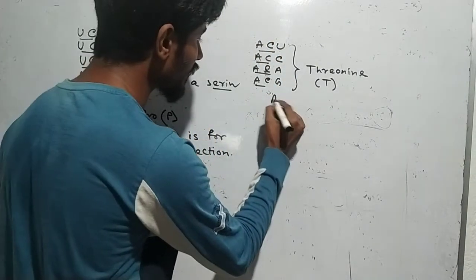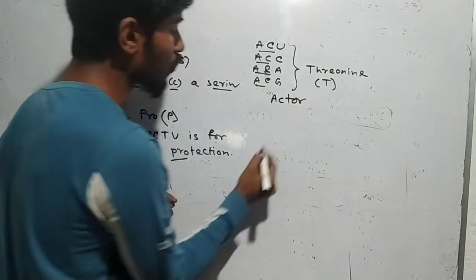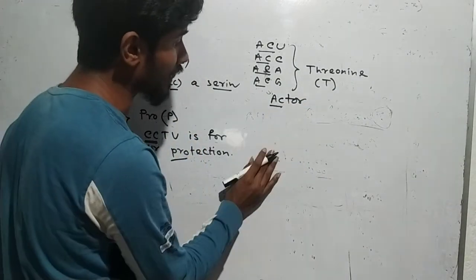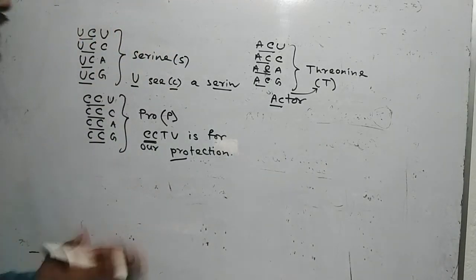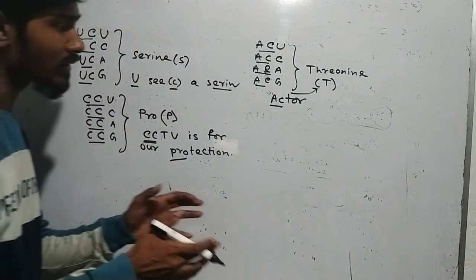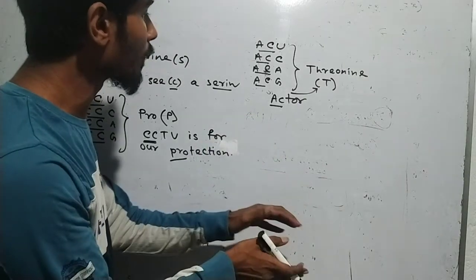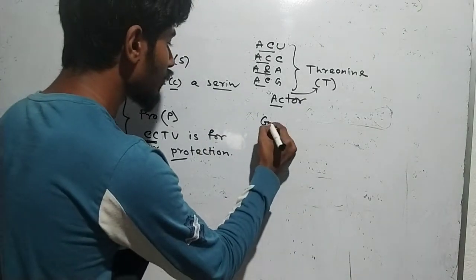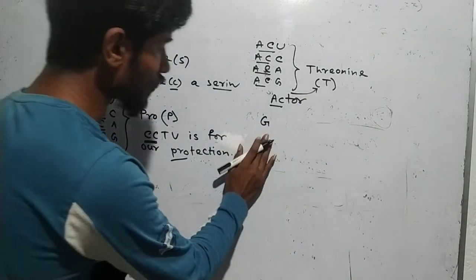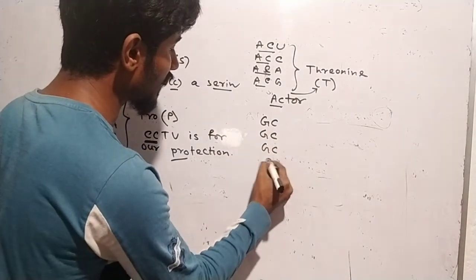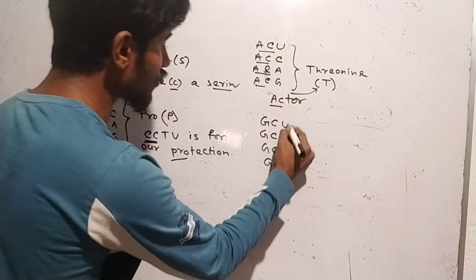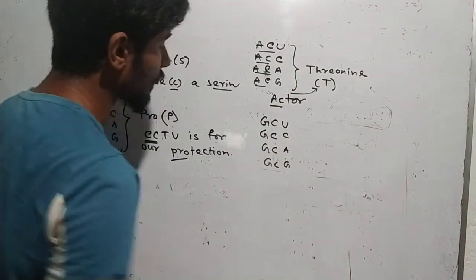And how can you remember this? You just remember this word, actor. So whenever there is AC, there is a T, that is threonine. So that's very, very easy. And after that, the next row just below this row will be G. The first letter will be G. The second letter is still the C, GC, GC, and GC, and U, C, A, G as usual.